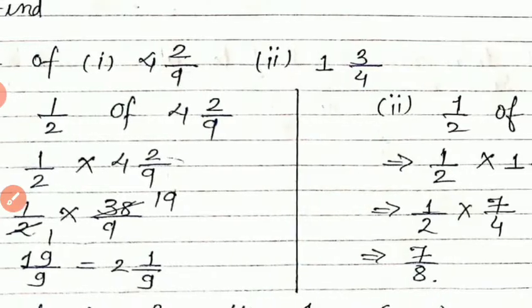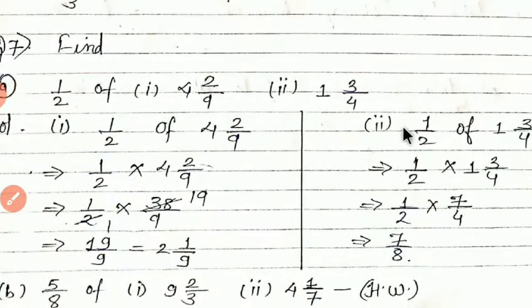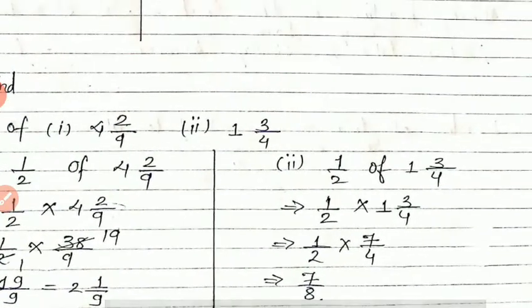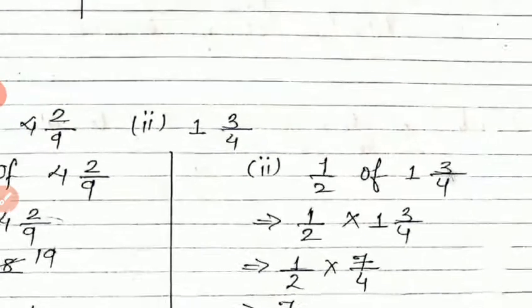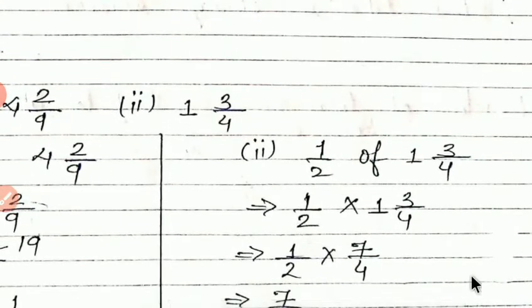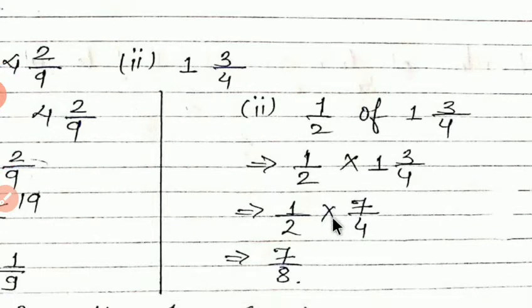Then we have to find 1 by 2 of 1 3 by 4. So second one, 1 by 2 of 1 3 by 4. Again first we will replace of by multiply. So 1 by 2 into, 4 1s are 4, 4 plus 3 is 7 by 4. Now you can see there is no divisibility possible, so directly we have to multiply here. So 1 into 7 is 7 and 2 4s are 8. So answer is 7 by 8.